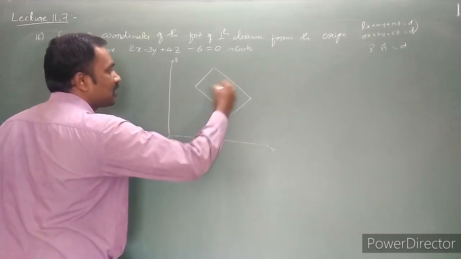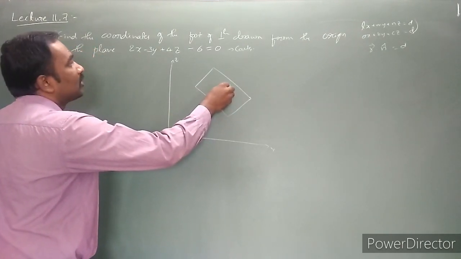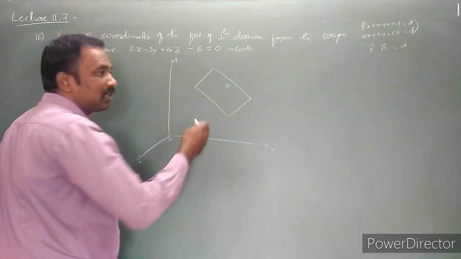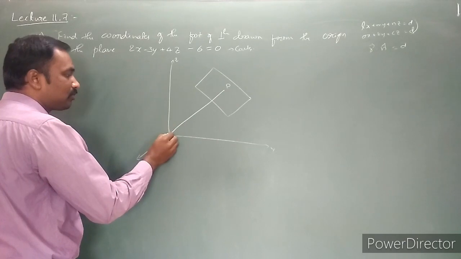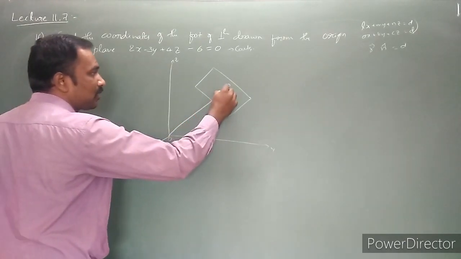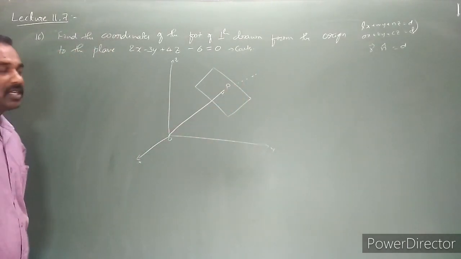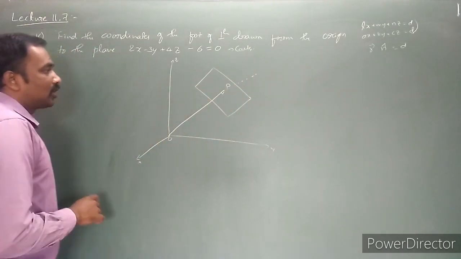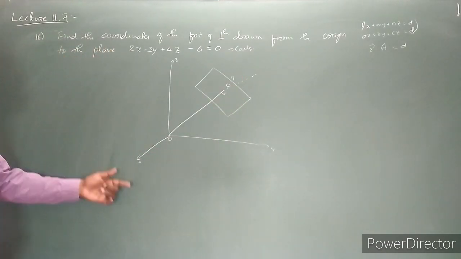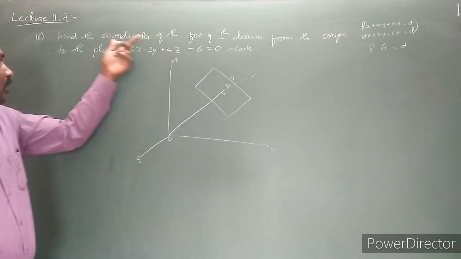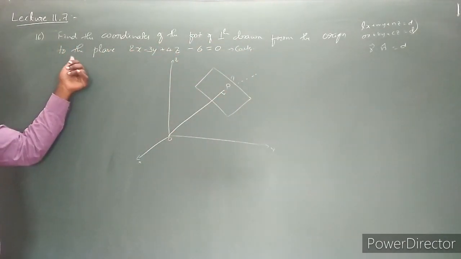Suppose one point P is there. This is the coordinate we need to find, the foot of the perpendicular. The perpendicular is drawn from the origin to the plane. We can extend it. Are you clear? So the coordinates of the point P, the foot of the perpendicular drawn from the origin to the plane, are required.